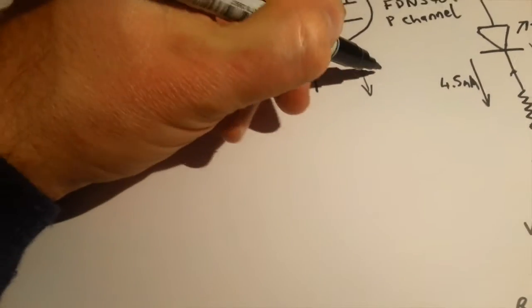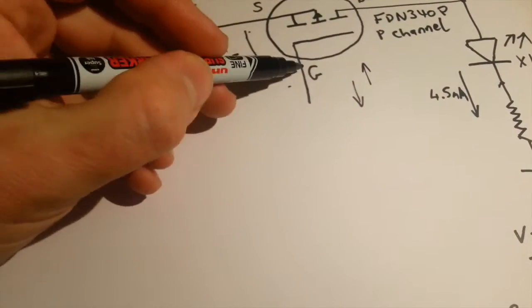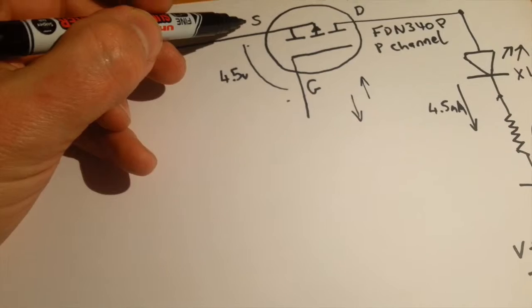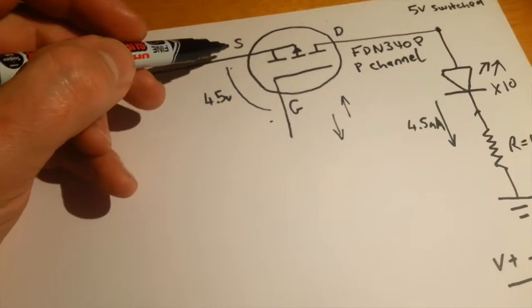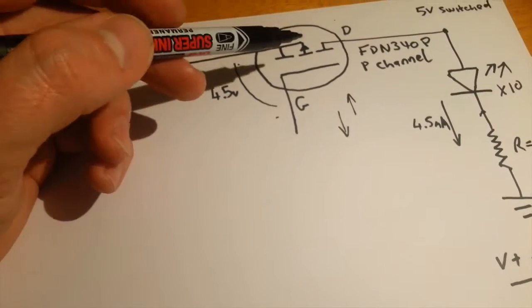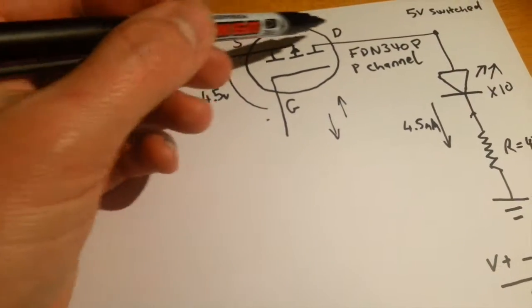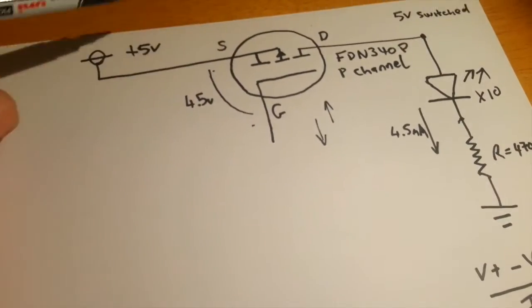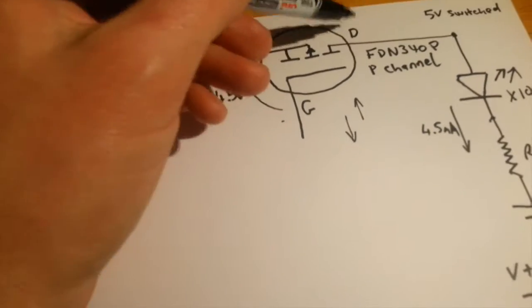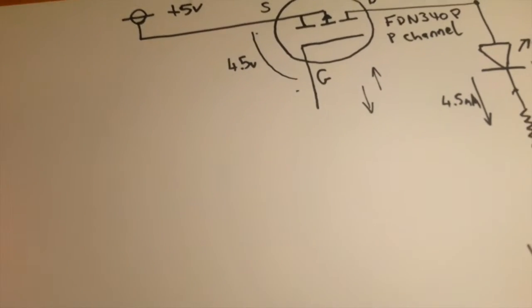Now when this thing is pulled high, so when the gate is effectively pulled up to match the source voltage, then this device is off, and it just looks like a switch or an open connection here. A very high resistance exists between the source and the drain, and the device is off.